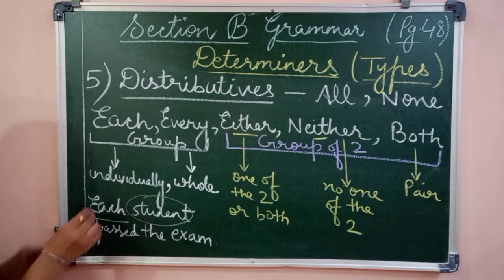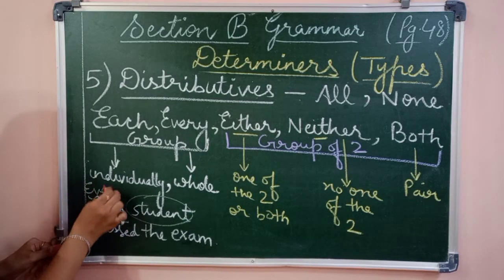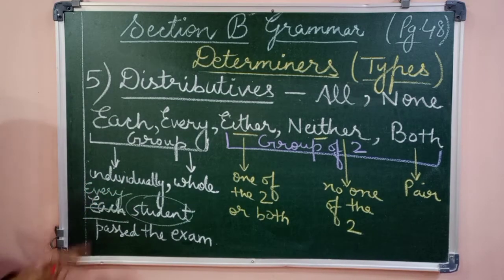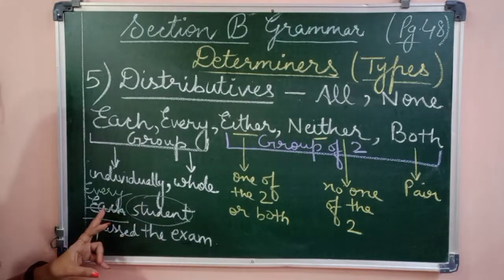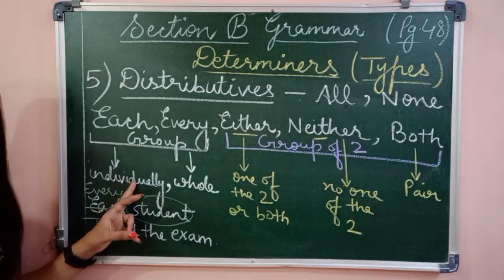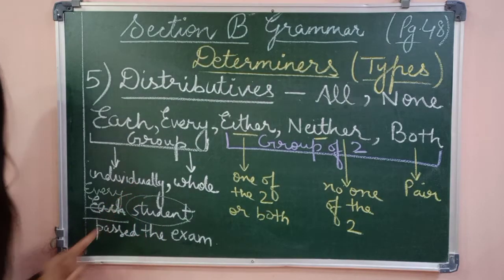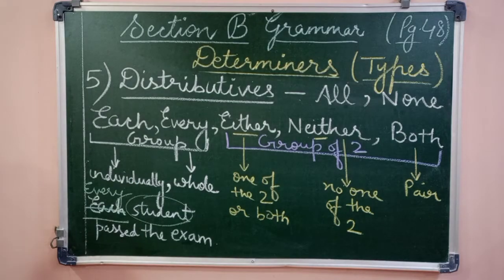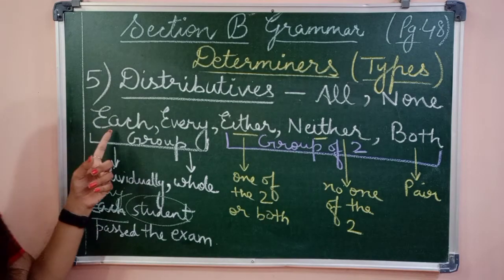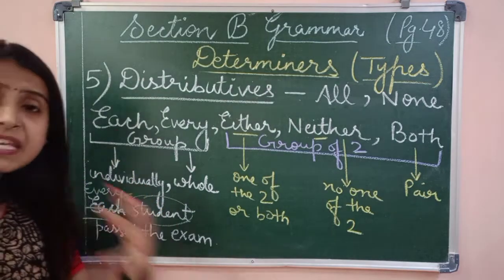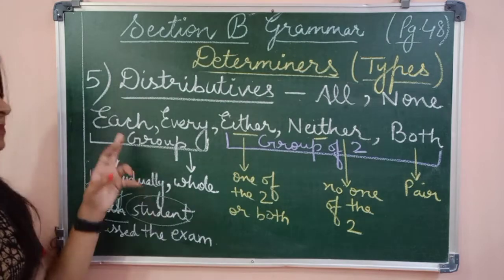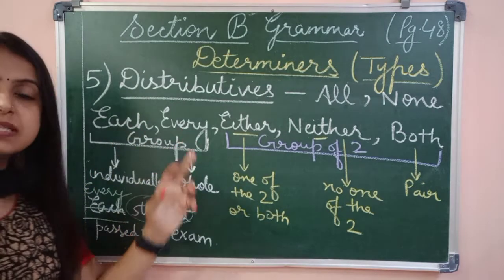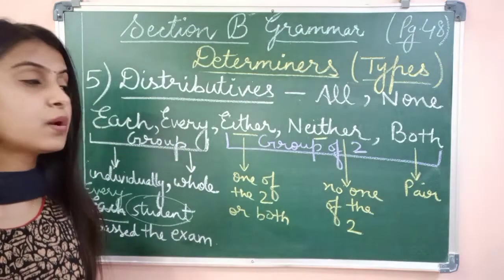If I say every student passed the exam, then I'm talking about the students as a whole, right? But if I say each, then it refers to the individual person or the individual student. In simple terms, you can understand that each is used to refer to somebody or something specifically, and every is used in a general sense, right?